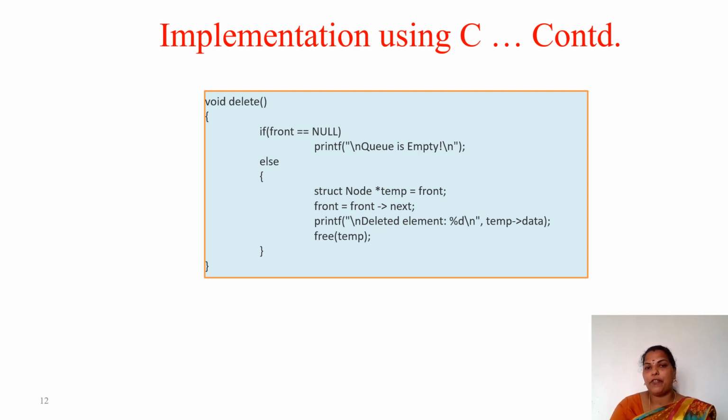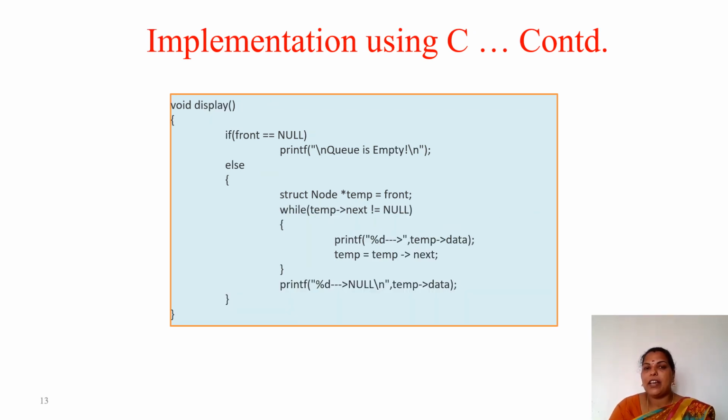Next, in the delete operation, if front equal to null, then we are telling that queue is empty. Otherwise, we need to define one temporary pointer here, and we are assigning the front to this temporary pointer. Then we are making front point to next assigned to front. Then we are freeing the temporary variable. Already in the algorithm part, we have seen how we are deleting a node in the queue. Coming to the display, first we have to check whether queue is empty or not. If it is not empty, then we have to display one by one all the elements in the queue.